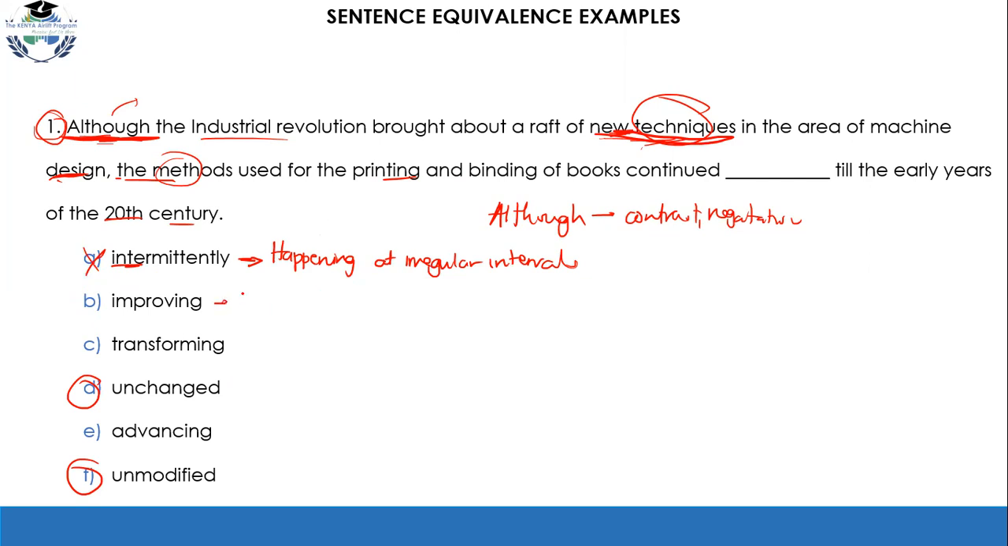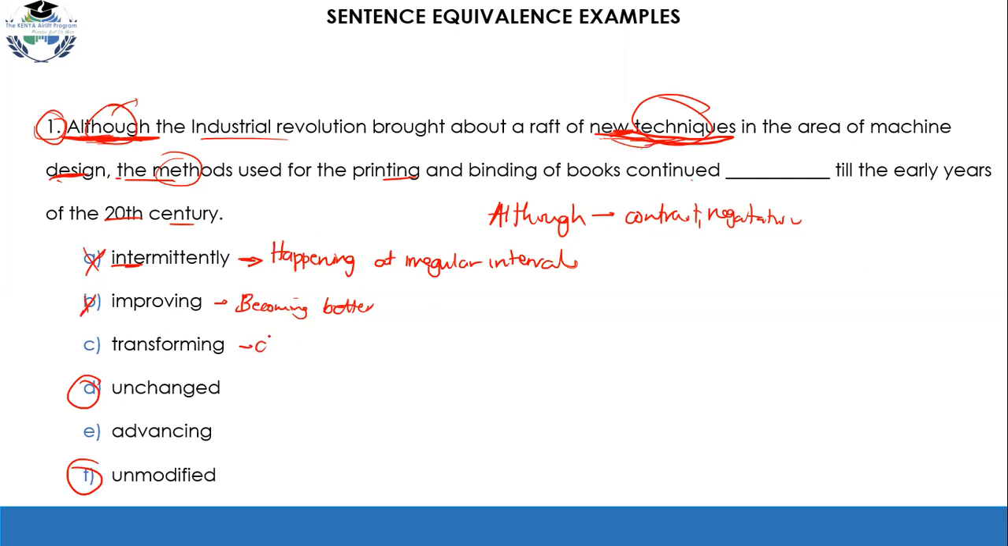Improving means becoming better. So it might have worked, right, if they did not talk about although. Again, although. You see the way although has changed this entire sentence. The methods used for printing and binding books continued improving. It might have improved, but we are being told although the Industrial Revolution brought these new techniques, meaning whatever happened did not really change. So becoming better again will not work for us.